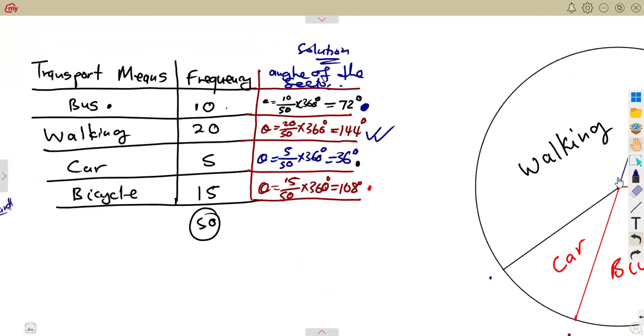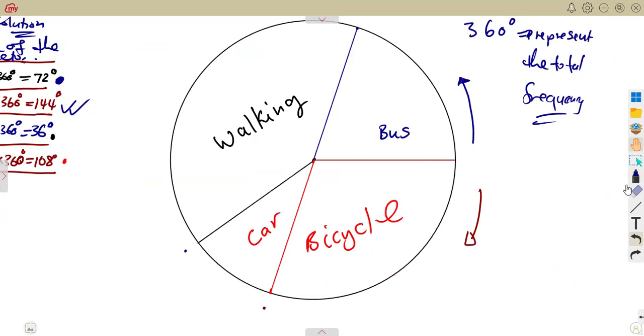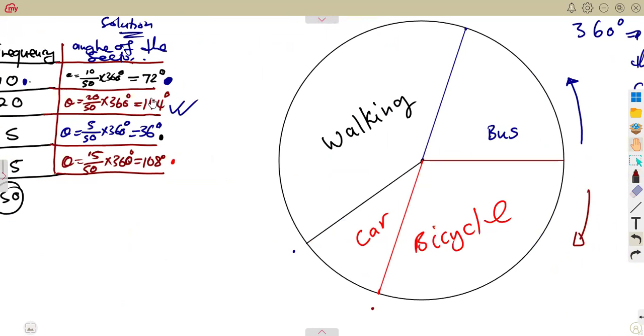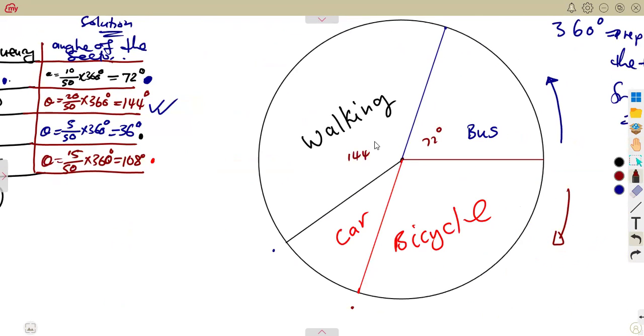Look at what is happening here. By bus, how many are there? They are 10. There are 10 people there. Then the question will ask you to calculate the number of people who are walking. If you know that by bus it's 10, and you are given the angle, the angle for bus is 72 and the angle for walking is 144 degrees.